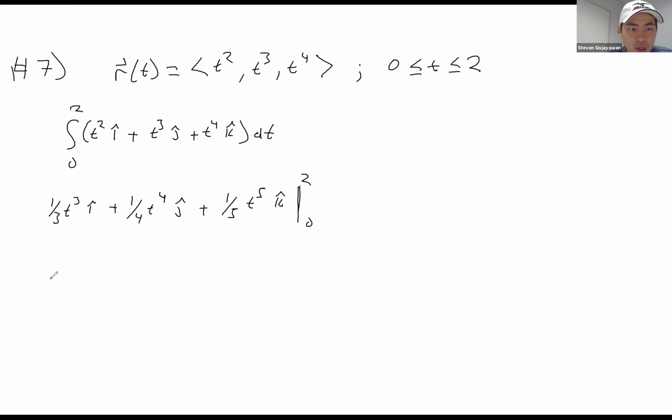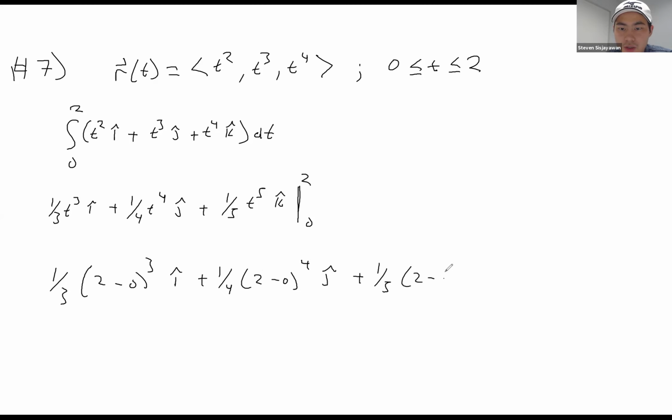So evaluating that, I get 1/3 times 2 cubed minus 0 cubed. Let's just do it in one go. So it'll be 2 minus 0 cubed i hat plus 1/4 of 2 minus 0 to the power 4 j hat plus 1/5 of 2 minus 0 to the fifth k hat.